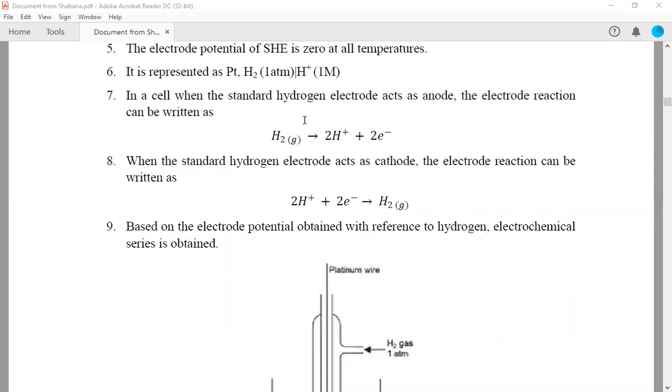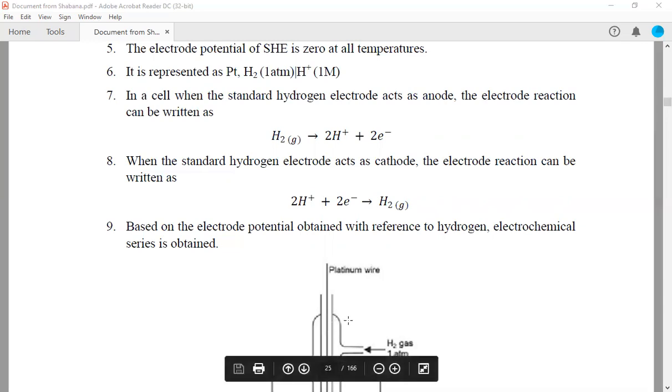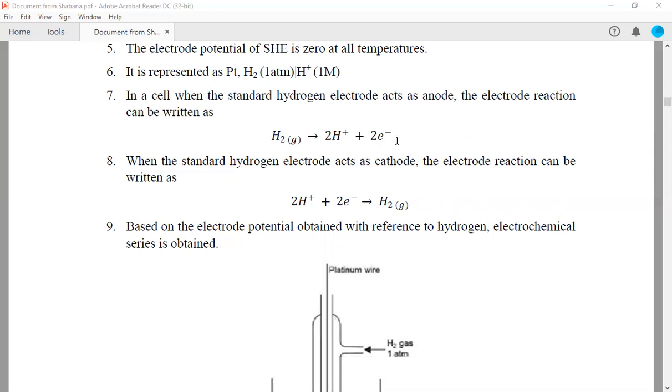In a cell, when the standard hydrogen electrode acts as an anode, oxidation takes place at that electrode, with the liberation of electrons. Then the electrode reaction is written like this. When the standard hydrogen electrode acts as a cathode, these electrons are taken by 2H plus ions with the liberation of hydrogen gas.